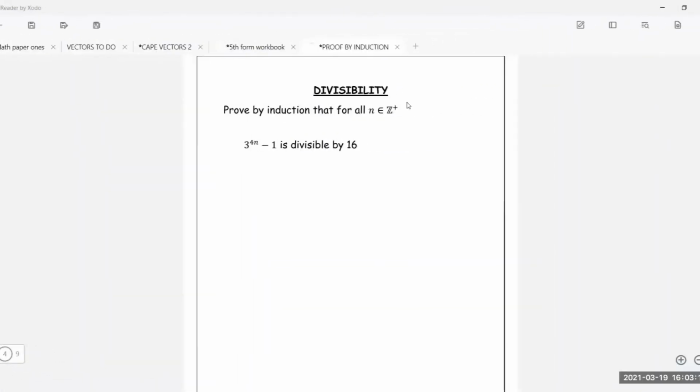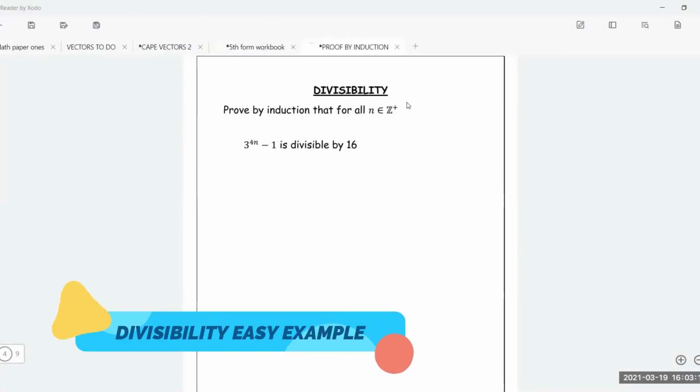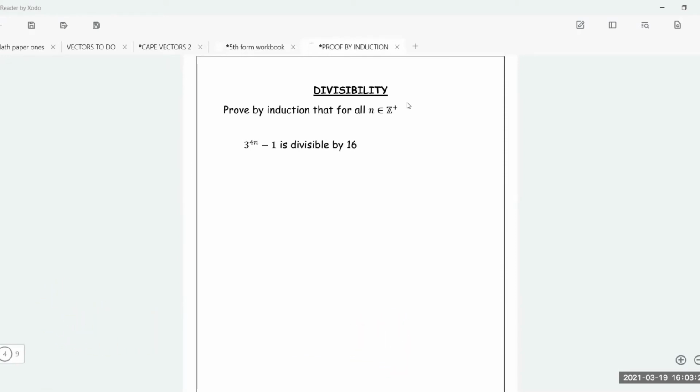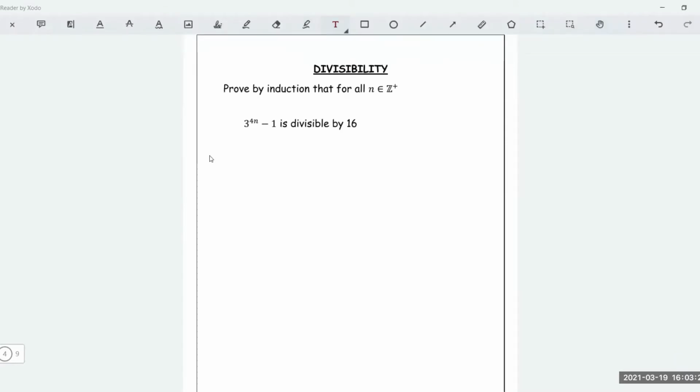All right, now we're looking at divisibility, and we're starting with an easy one, of course: to prove that 3 to the 4n minus 1 is divisible by 16. We already know the 3 steps. Step 1, for n equal 1.